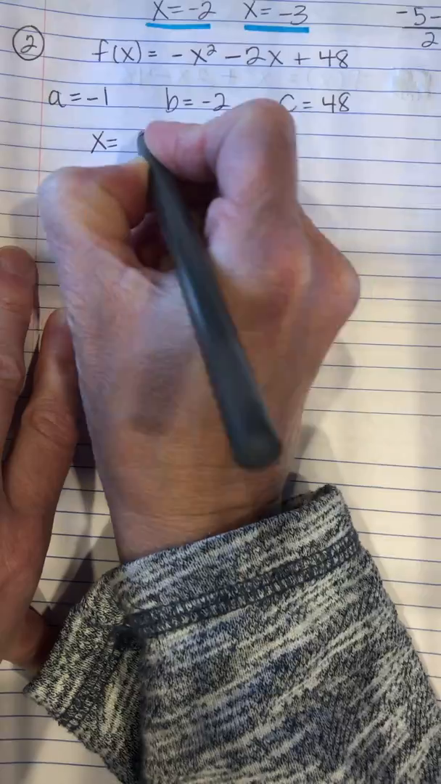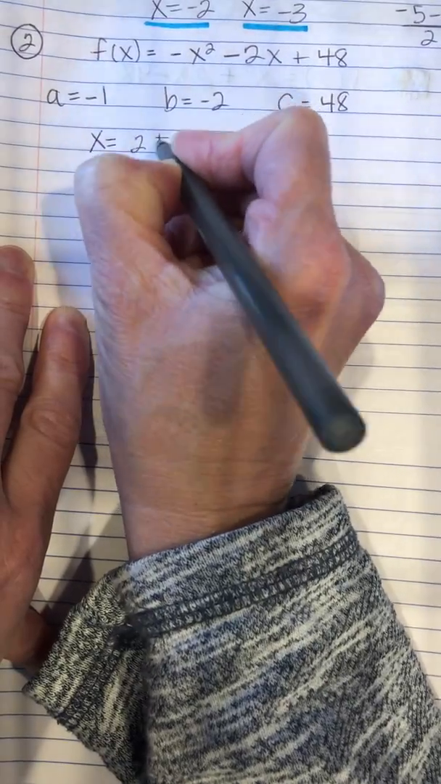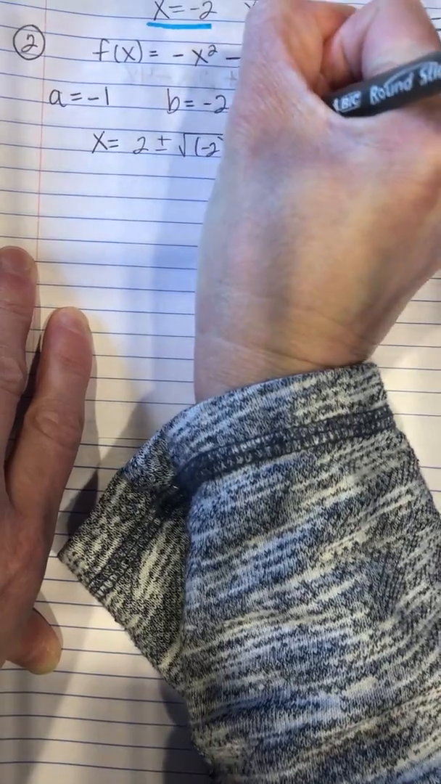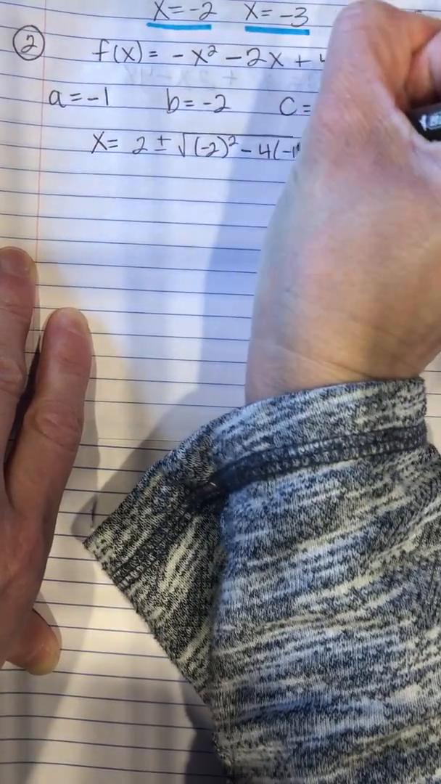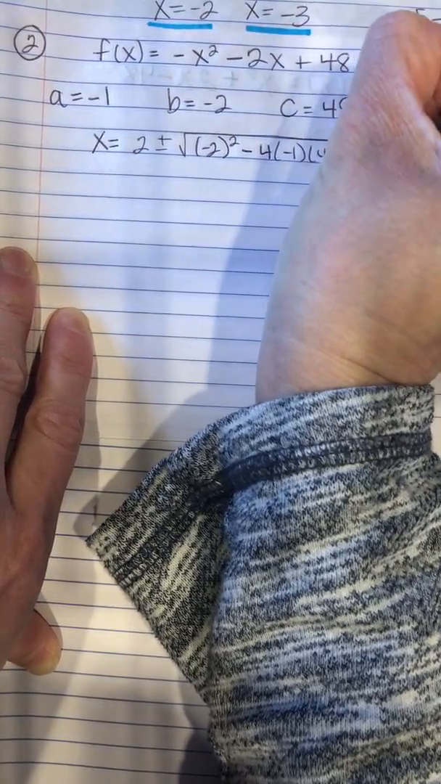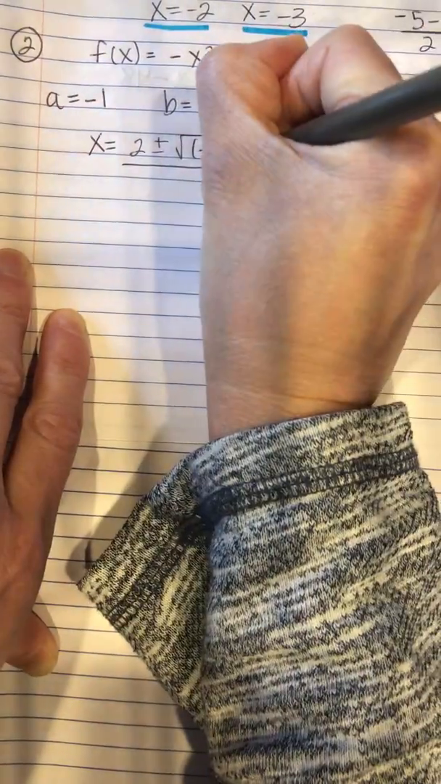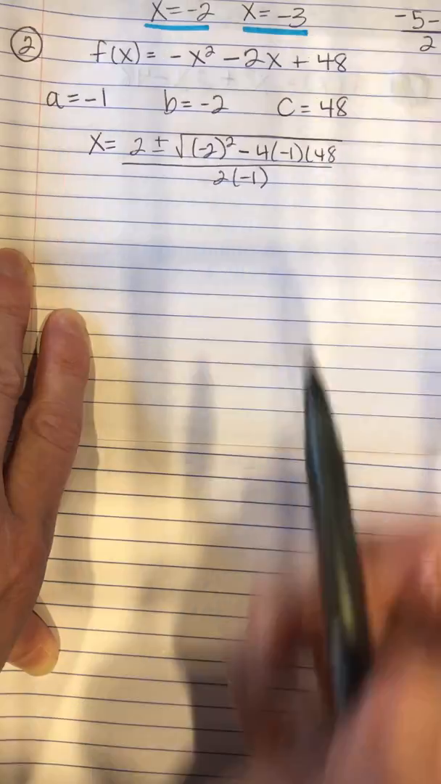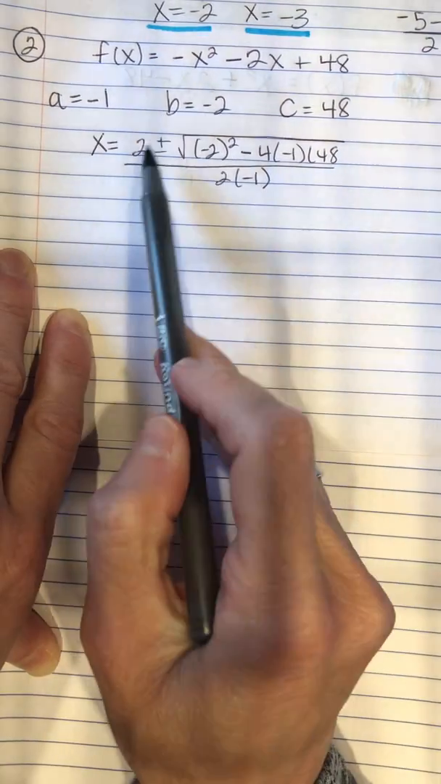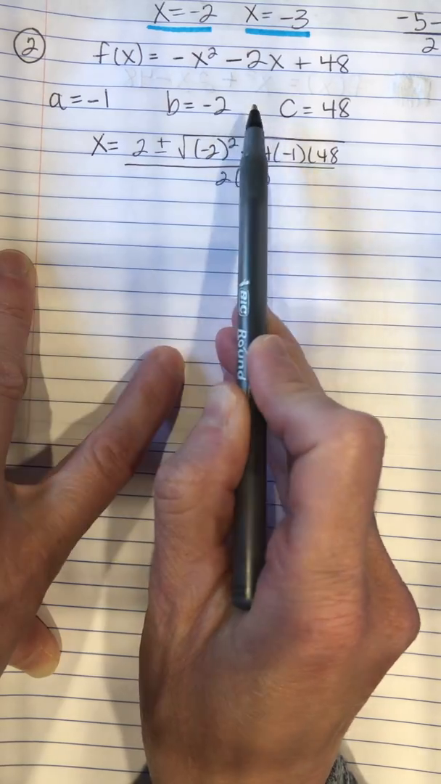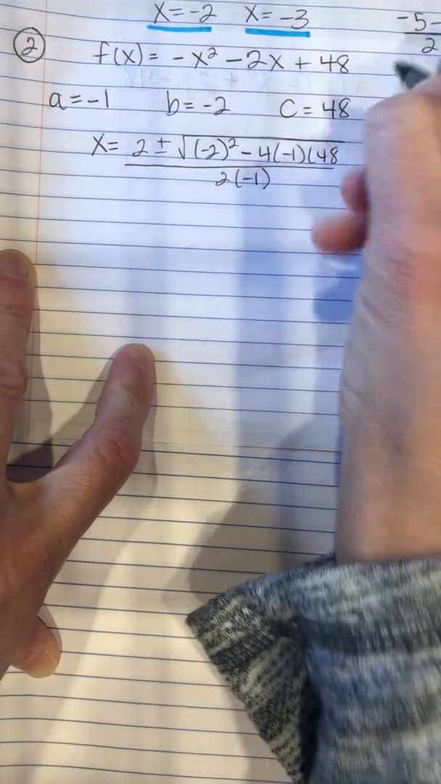X equals opposite b plus or minus the square root of b squared minus 4ac all over 2a. Notice that in this case, opposite b is going to end up being a positive number because b is initially negative.